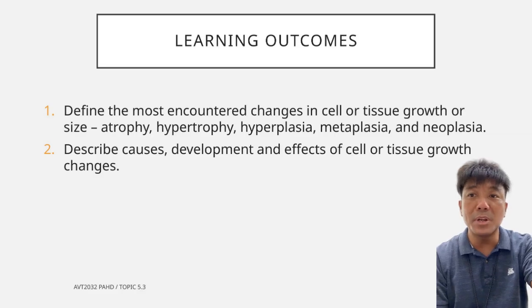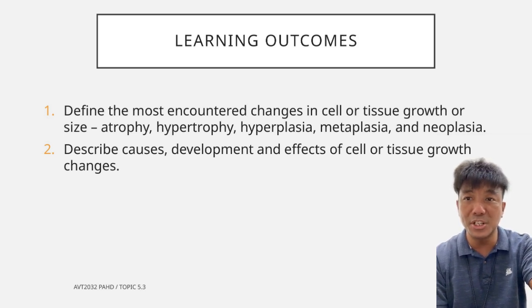The learning outcomes for this lecture video are as follows. 1. Define the most encountered changes in cell or tissue growth or size: atrophy, hypertrophy, hyperplasia, metaplasia, and neoplasia. 2. Describe causes, development, and effects of cell or tissue growth changes.